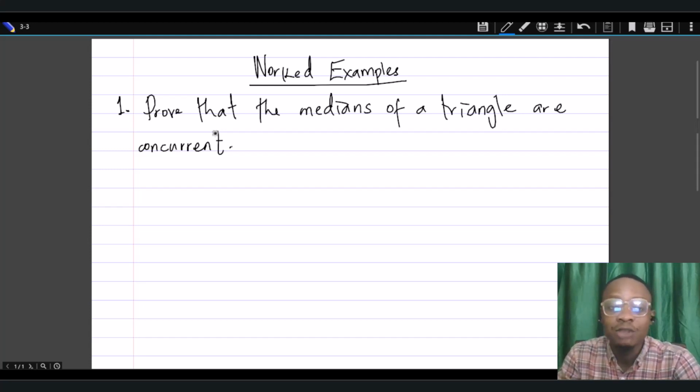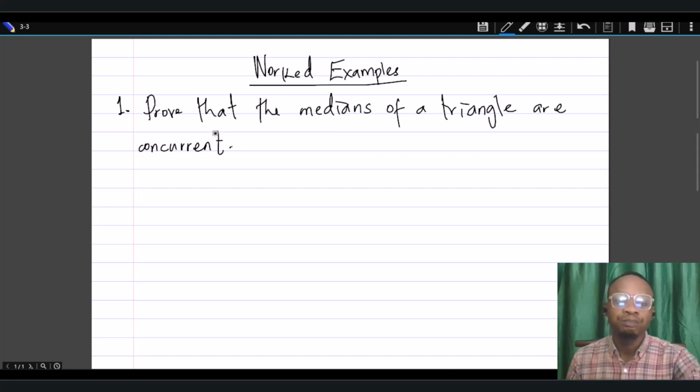So if we say medians of a triangle, we've talked about that already. The line drawn from one vertex of the triangle to the midpoint of the opposite side. So that is what we mean by median of a triangle. For medians of a triangle, we refer to the three medians we can have for the triangle. We want to show that those three medians actually meet at a point. That is what we mean by concurrent. That is, the three medians intersect at the same point.